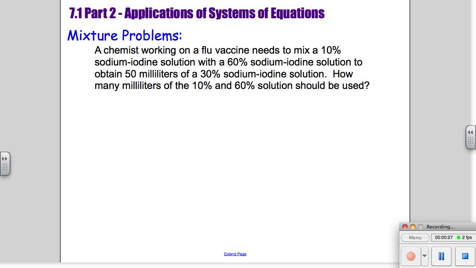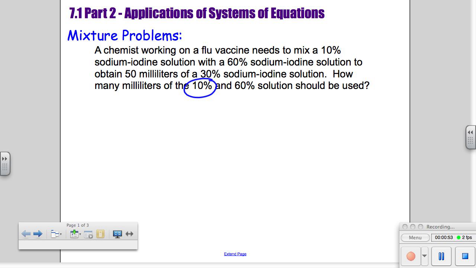The first type of problem we're going to look at is a mixture problem. And here's our example. A chemist working on a flu vaccine needs to mix a 10% sodium iodine solution with a 60% solution to obtain 50 milliliters of a 30% solution. How many milliliters of the 10% and 60% solution should be used? The first thing I'm going to do is define my x's and y's. I'm going to use x to represent my 10% solution, and I'm going to use y to represent the 60% solution.